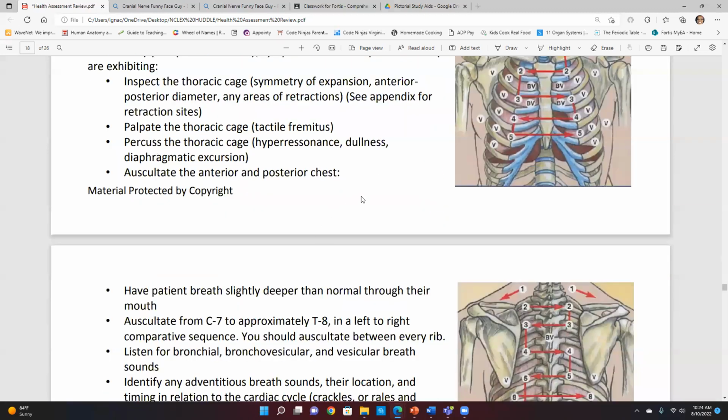When we auscultate or when we listen, we have to listen to the anterior, which is the front of the chest, and then also listen to the posterior.